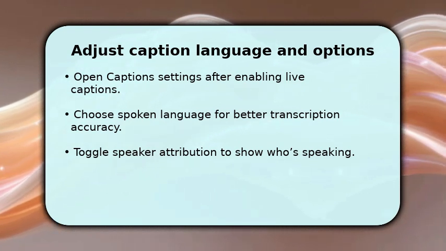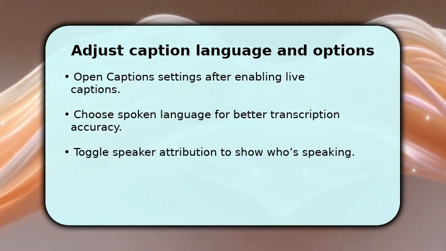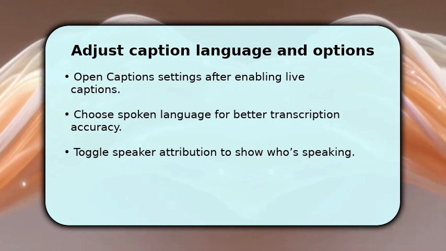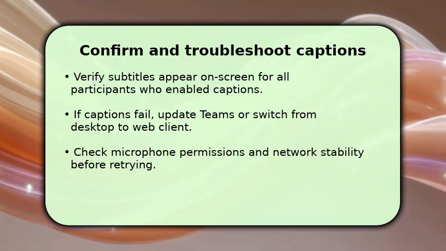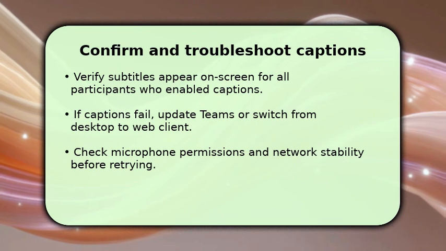Also check caption font size and placement if needed for visibility. If transcription seems off, ask the speaker to move closer to the mic or mute background sources to improve recognition. Finally, confirm subtitles are visible and tracking speech. Ask a participant to speak and watch the captions appear.